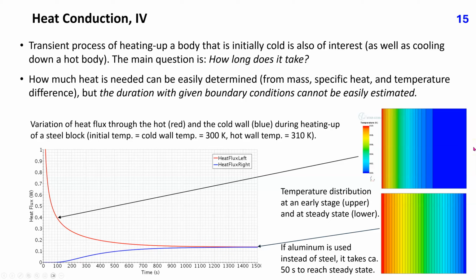Initially, the whole block has the cold wall temperature. As the material near hot wall gets heated up, the heat flux reduces, and when the temperature of the material near cold wall starts increasing, the heat flux through the cold wall also starts increasing. It takes about 1500 seconds until the steady state with a linear temperature distribution and equal heat fluxes at both isothermal walls are obtained. This plot shows temperature distribution at an early stage, while this plot shows the steady state.